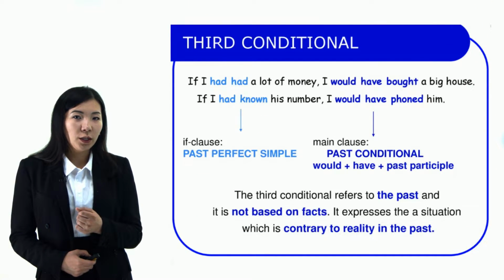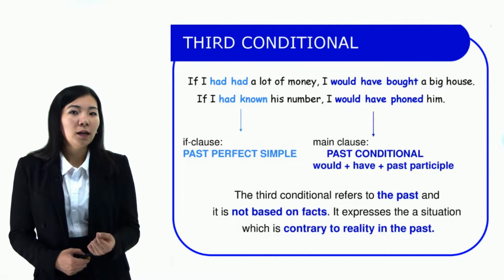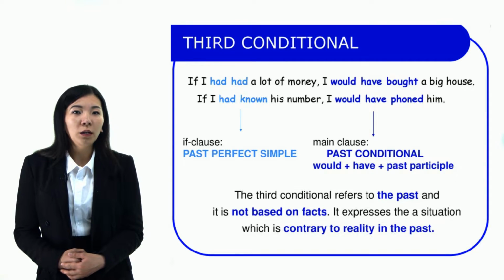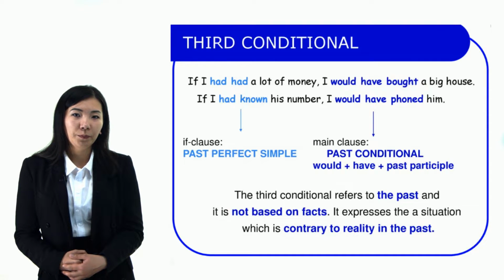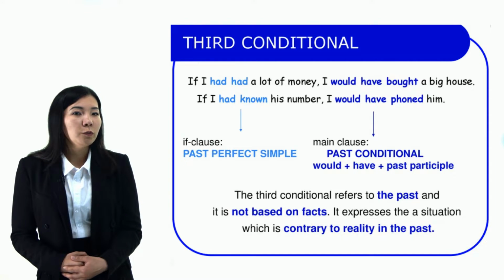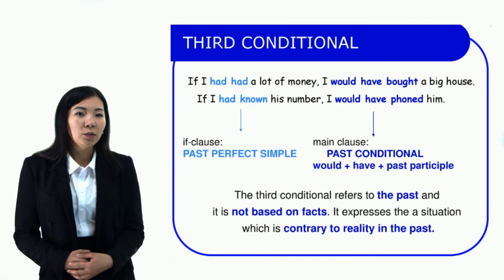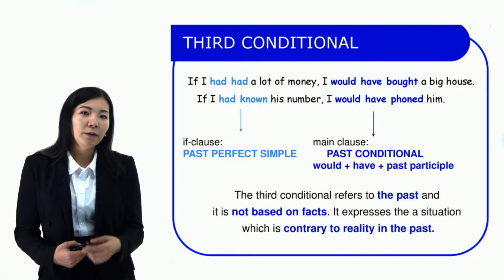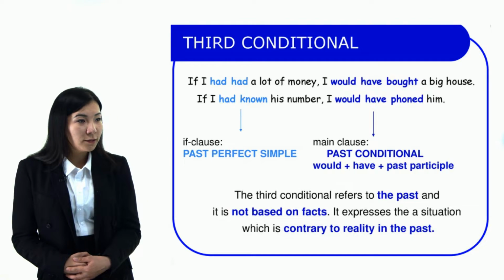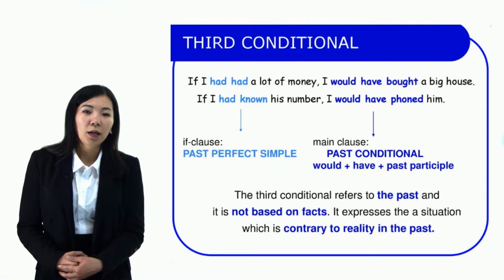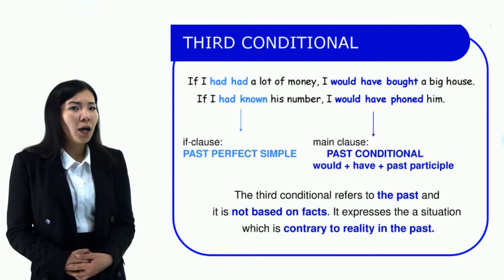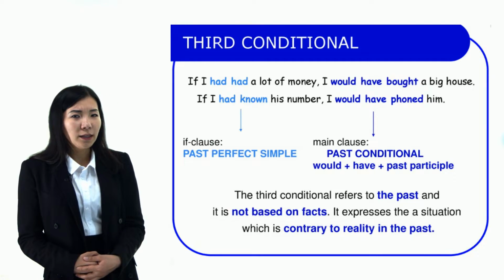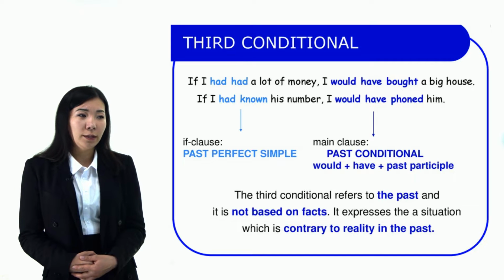So the third conditional refers to the past and it's not based on facts. It expresses the situation which is contrary to reality in the past. In if clause, we use past perfect simple. And in main clause, we use past conditional. It's would plus have plus past participle. So let's read the examples here. If I had had a lot of money, I would have bought a big house. And if I had known his number, I would have phoned him.